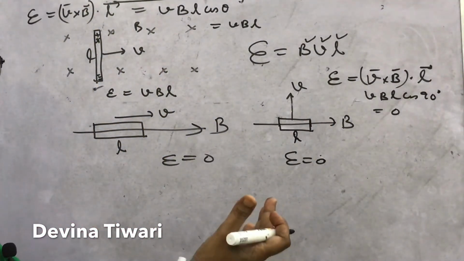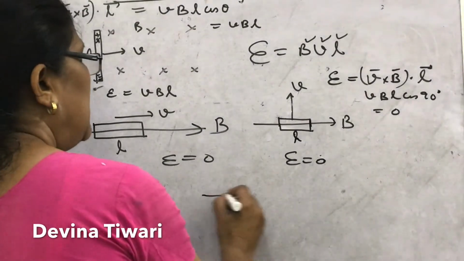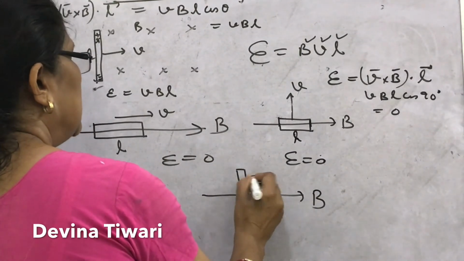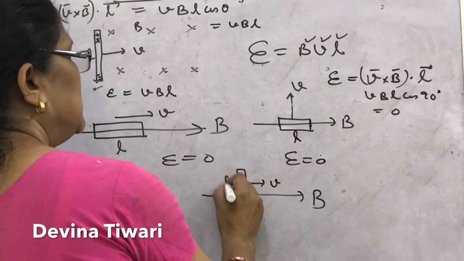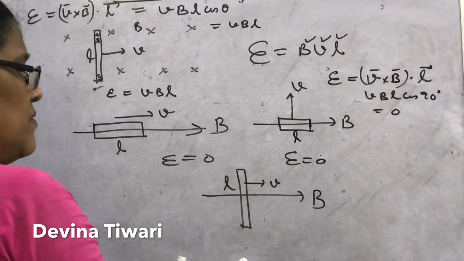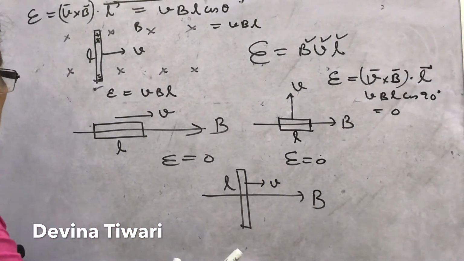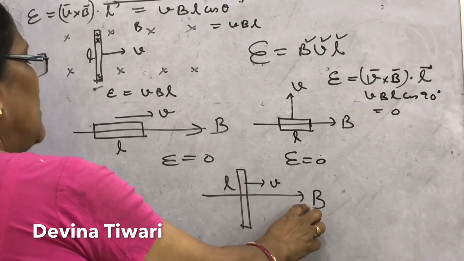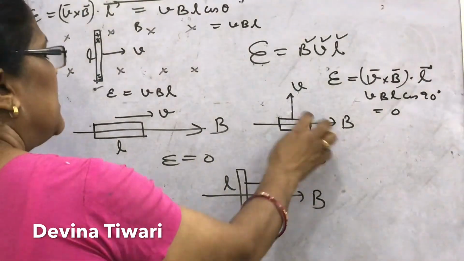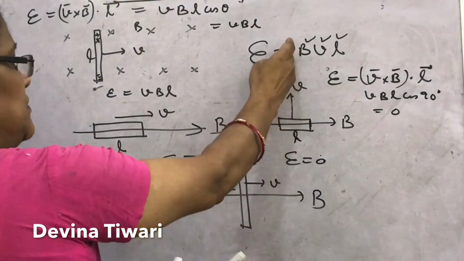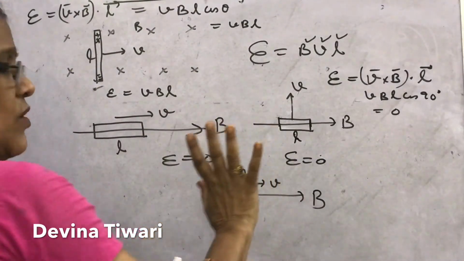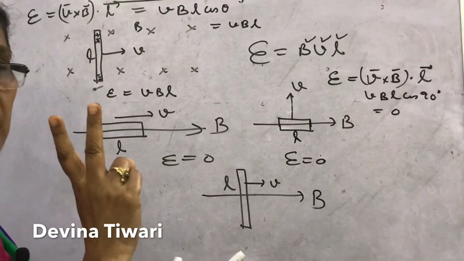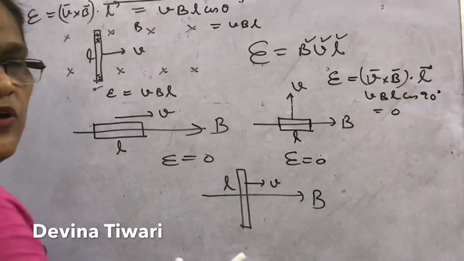So how many cases have I given? Another case: suppose this is the magnetic field and this rod is moving in this direction. Look here, this is L. Same V and B, you can see they are parallel. So either V and B, or L and B, like this you have shown. This is velocity in this direction, or whatever may be the case. If any two of the vectors are parallel, then no EMF will be induced.